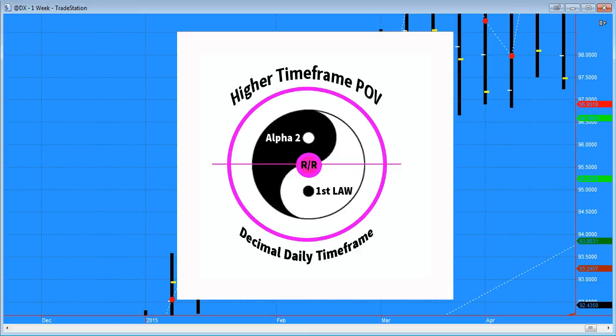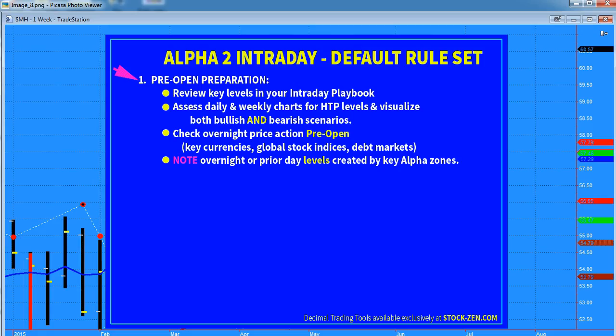Validating an alpha signal by using lower time frame price action is covered in previous videos. The default rules set presented here for Alpha 2 intraday is customized for US stock index futures. It begins with pre-opening preparation. The first action is to review the key levels in your intraday playbook.